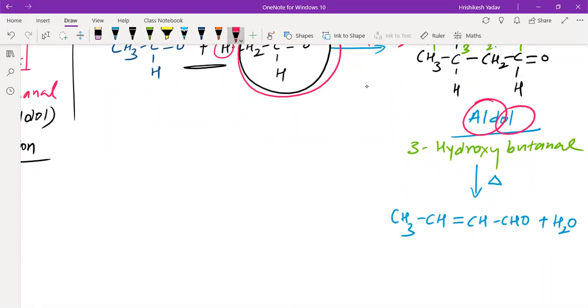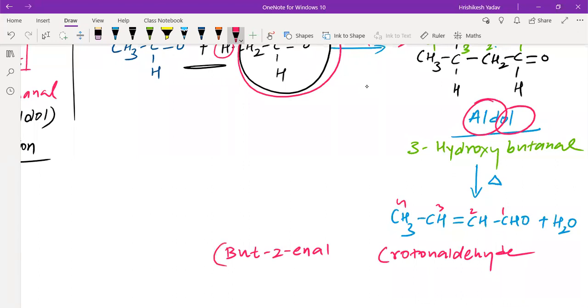and the product which is formed is known as crotonaldehyde, and the IUPAC name of this is, as we see here, 1 2 3 4, this is a but-2-en-al. So this is IUPAC name, so I'll just put this in bracket. So the product formed is but-2-enal or crotonaldehyde.